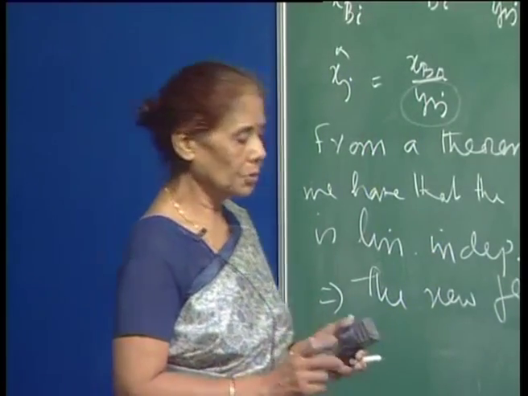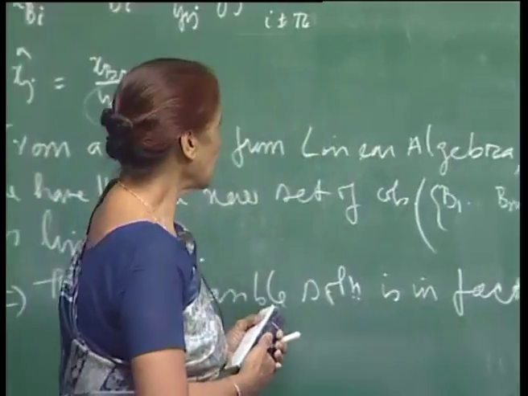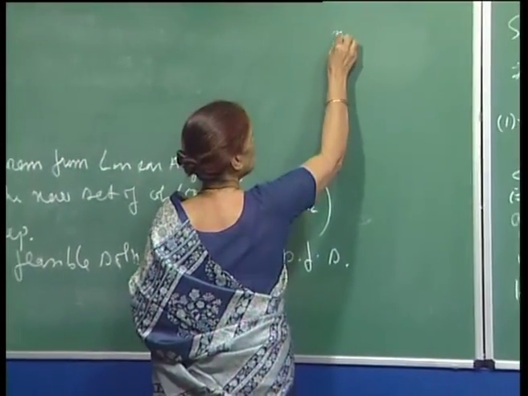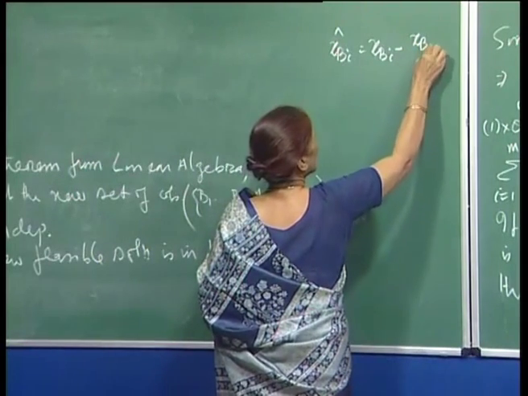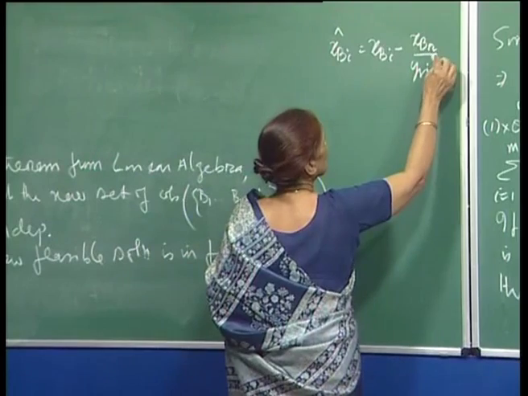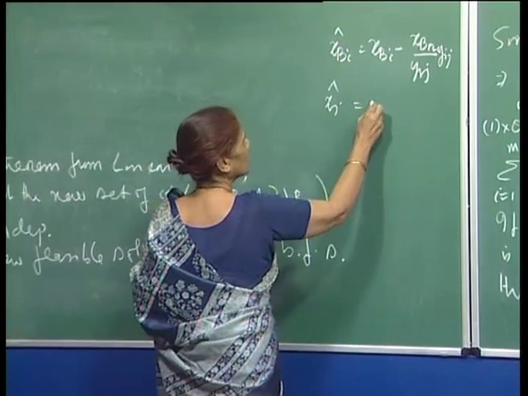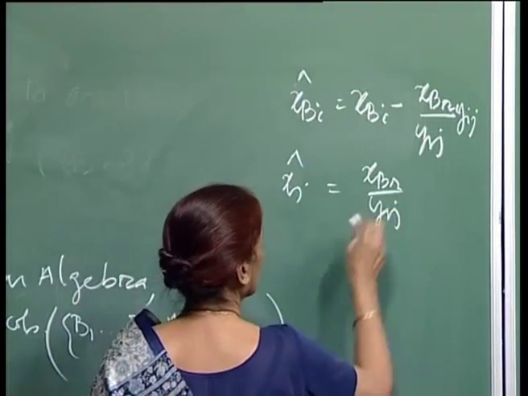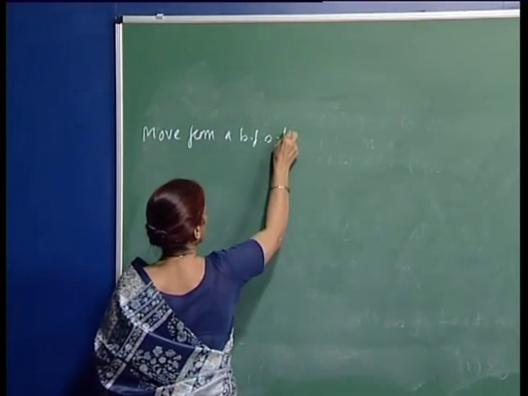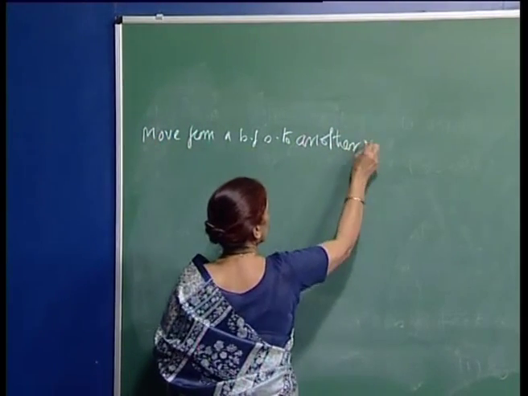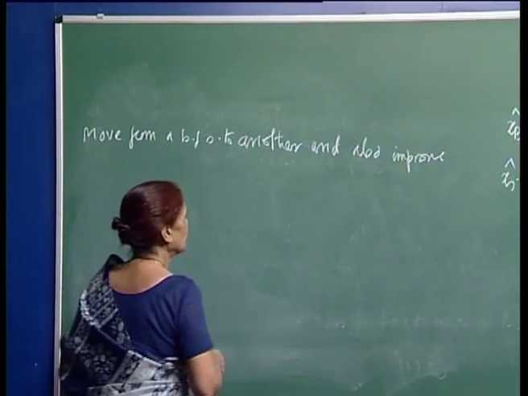Okay. So now the next move is to move from one basic feasible solution to another, and in the process improve the value of the objective function, right. Let me just keep a tab on this thing. So now our new basic feasible solution that I obtained, so this is x̂Bi is xBi minus xBr upon yrj into yij, right, and x̂j is xBr upon yrj. Move from a basic feasible solution to another, and also improve the value of the objective function.